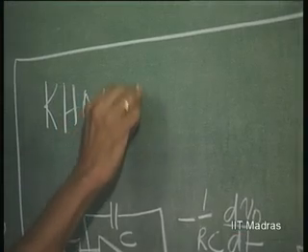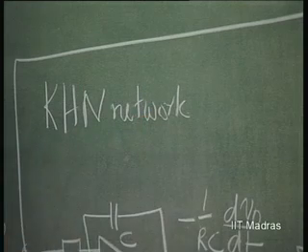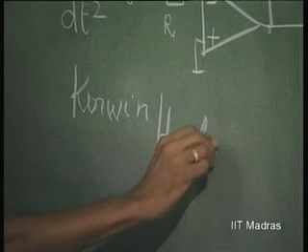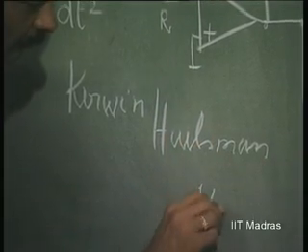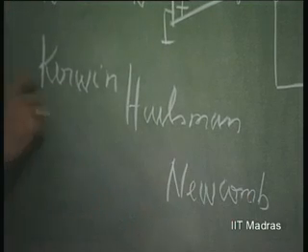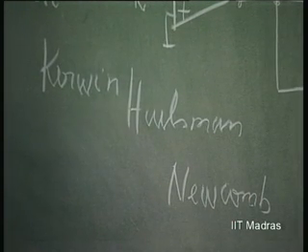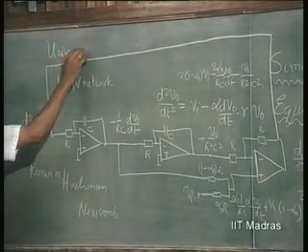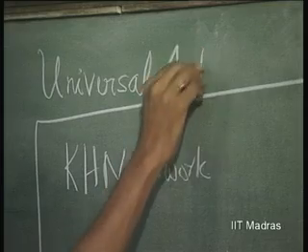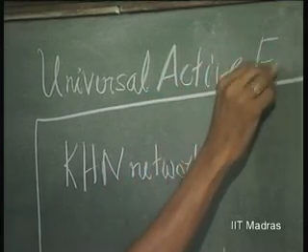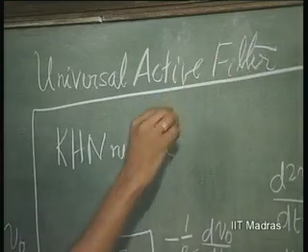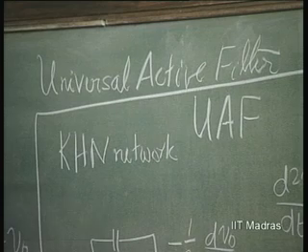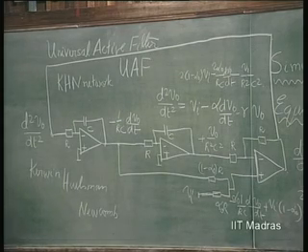KHN network. It is Kelvin Hulsman Newcomb, KHN network, or also called universal active filter, abbreviated as UAF. This whole thing is available as an integrated circuit.